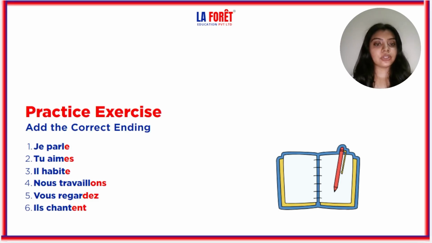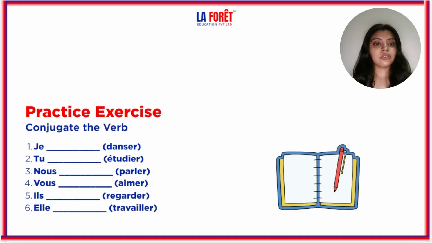Next is nous travaillons, because with nous we use ons, and then with vous we use ez, so it will be vous regardez. And last is il, we use e, so it will be il chante. So it will be je parle, tu aimes, il habite, nous travaillons, vous regardez, et il chante. Yes. So conjugate the verbs now.